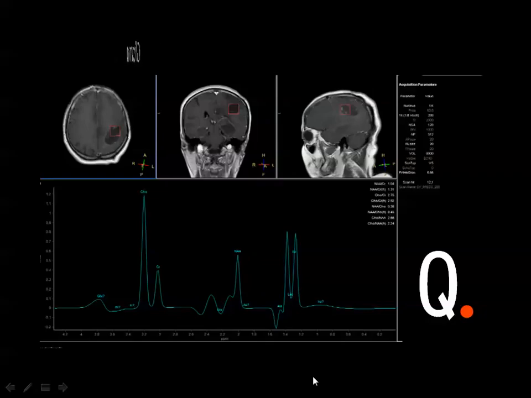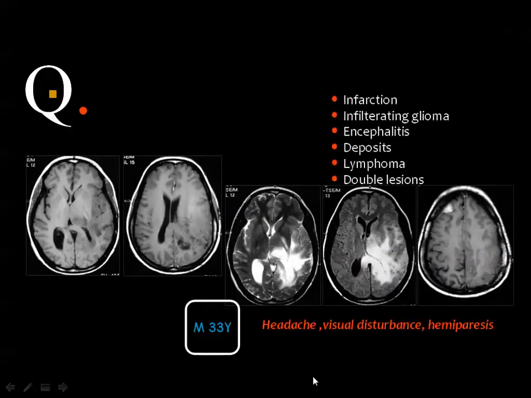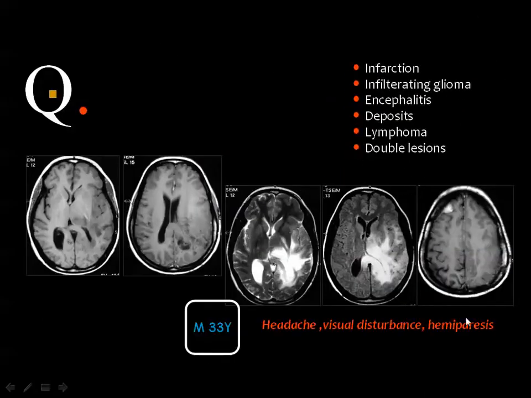And you see this in axial MRI T1, T2, FLAIR and contrast. This patient presented with headache, visual disturbance, and hemiparesis. He is 33 years old.